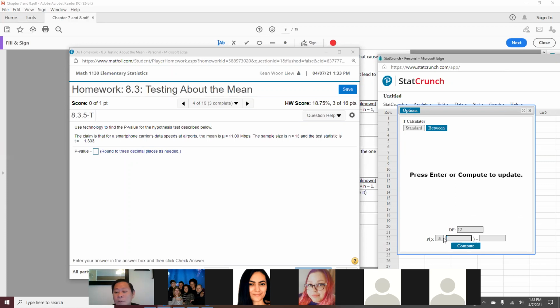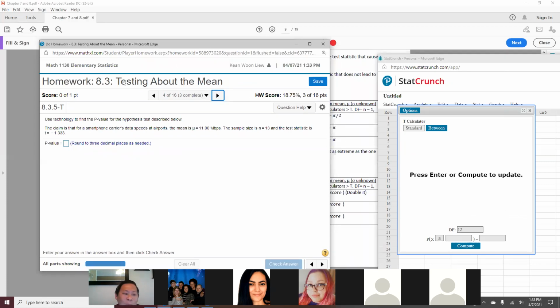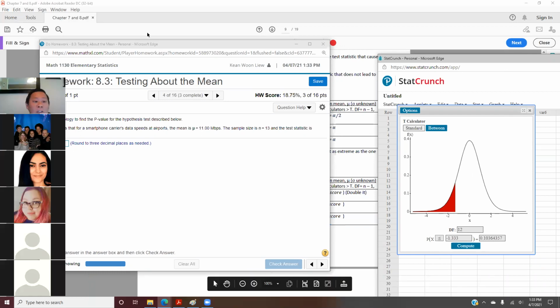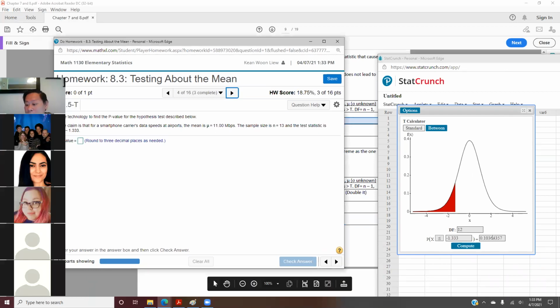Let me repeat: what determines less than or greater than? Usually you look at your test statistic. If it is negative, we use less than because it's on the left side. If it's positive, we use greater than. So you have to type in negative 1.333 here. This is not your answer. What you need to do is take out your calculator and take this number and double it.